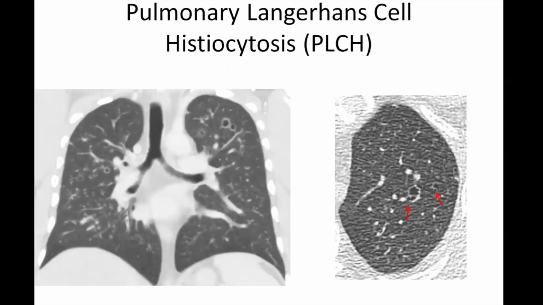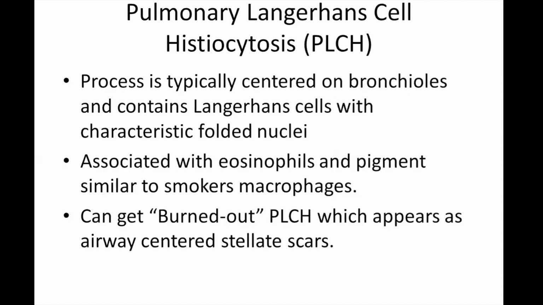So this is representative imaging that I was describing. You do have these cystic areas here. They are often described as more irregular looking cysts, and they're often associated with more nodular densities as well. So this is a characteristic imaging pattern of pulmonary Langerhans cell histiocytosis.